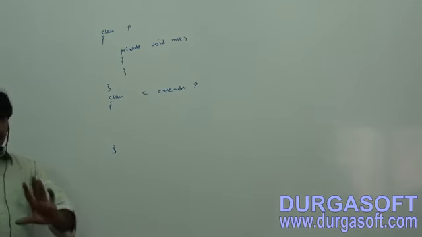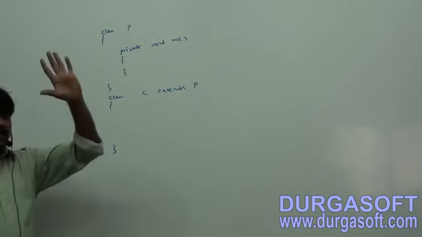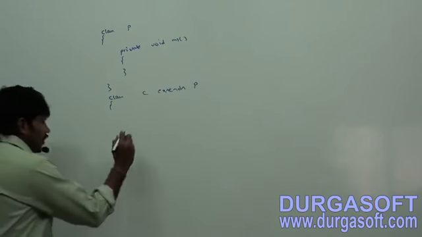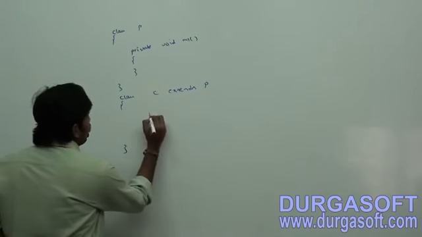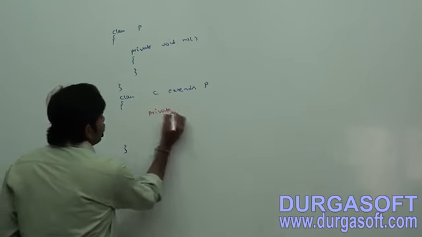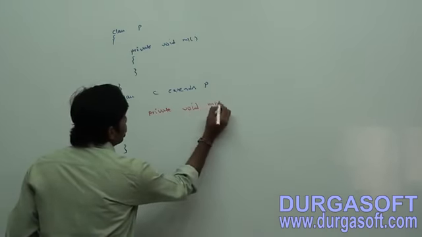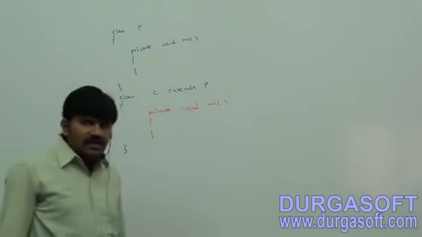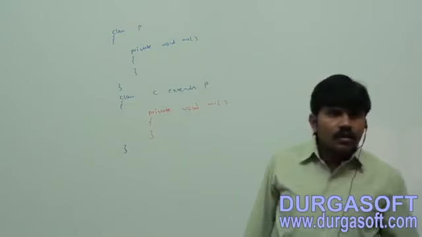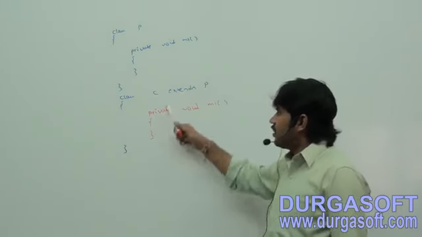Okay, here clear. Suppose by mistake I'm trying to override private void m1. The same method I am trying to define in the child class. Can you tell me, is it valid or invalid? I am trying to override the private method in the child class.